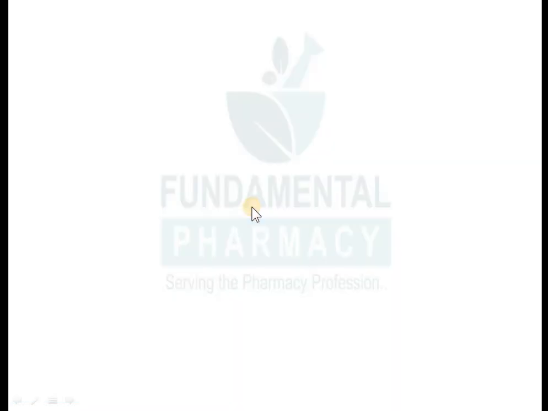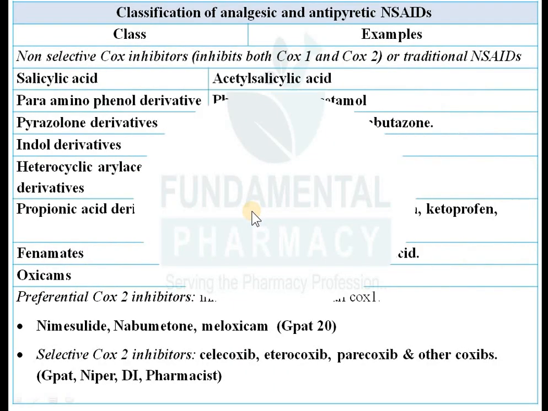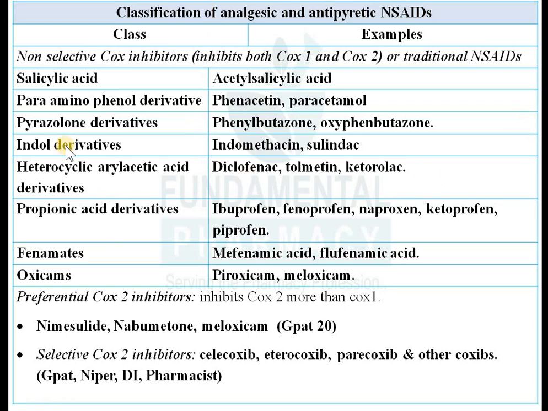Now we will see the classification of analgesic antipyretic drugs or NSAIDs. These drugs are classified into three types. First one is a non-selective COX inhibitor, meaning they inhibit COX-1, COX-2, and COX-3 all, so they are non-selective in action. Second one is a preferential COX-2 inhibitor, meaning they inhibit COX-2 more than COX-1. ऐसा नहीं कि सिर्फ COX-2 को ही inhibit करेंगे, COX-1 को भी करते हैं, लेकिन ज्यादा COX-2 को. So they are known as preferential COX-2 inhibitors.